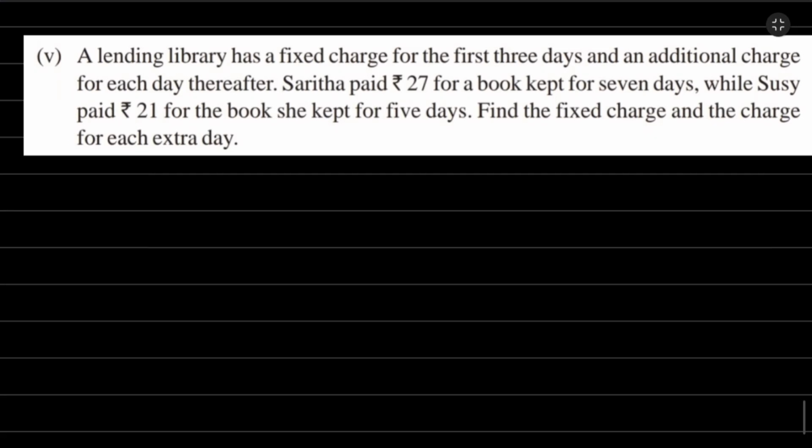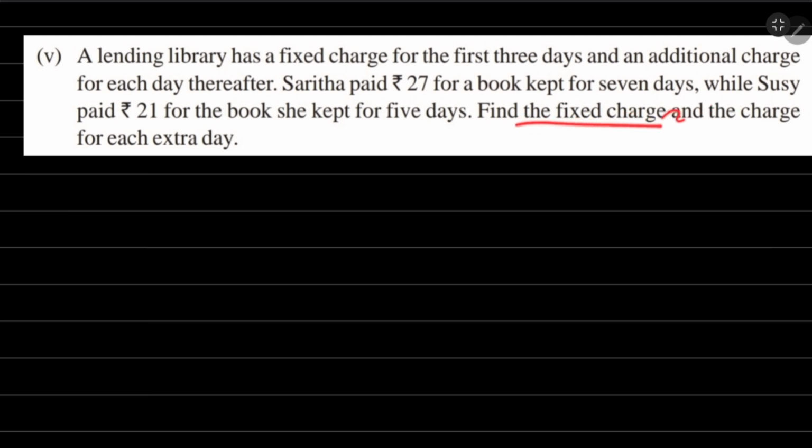A lending library has a fixed charge for the first 3 days and an additional charge for each day thereafter. Sarita paid rupees 27 for a book kept for 7 days, while Susie paid 21 rupees for the book she kept for 5 days. Find the fixed charge and the charge for each extra day. Whatever is asked to find, you can take as your unknown variables X and Y.